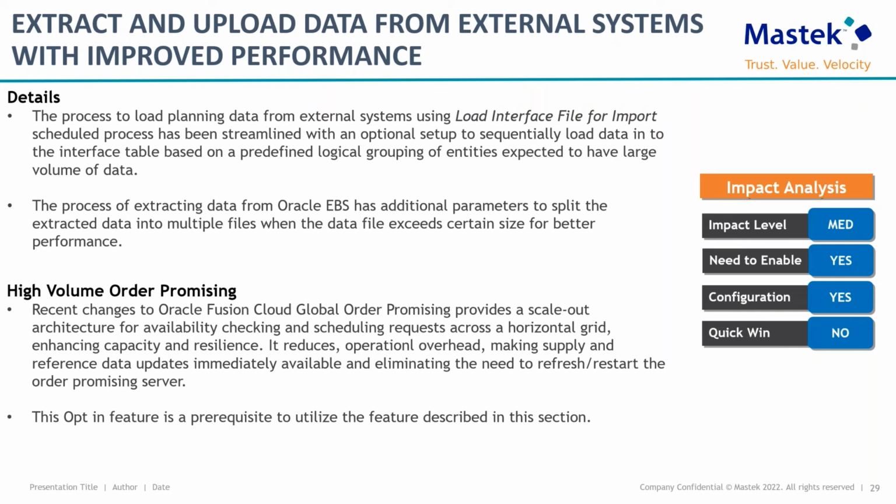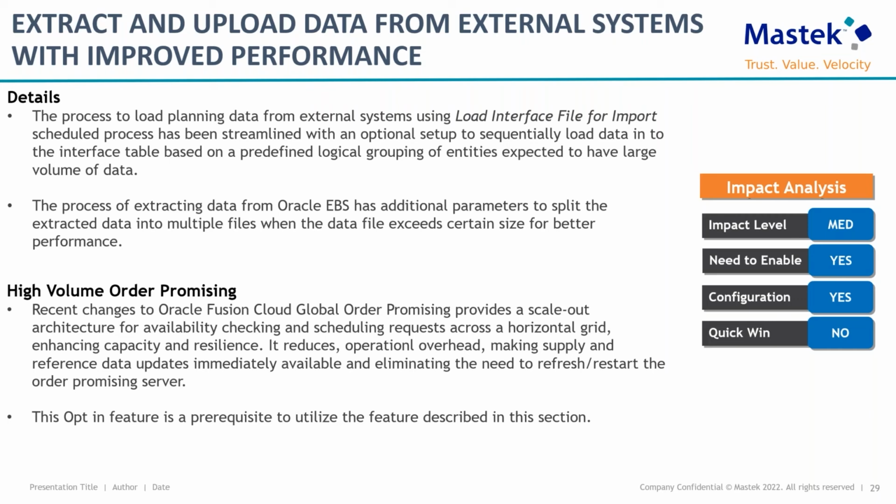Order promising is a critical business process that must scale with demand and continue to operate even if a hardware failure occurs. Recent changes to Oracle Fusion Global Order Promising provide a scale-out architecture for availability checking and scheduling requests across the horizontal grid, enhancing capacity and resilience. The new architecture also reduces operational overhead, making supply chain and reference data updates immediately available and eliminating the need to refresh and restart an order promising server.